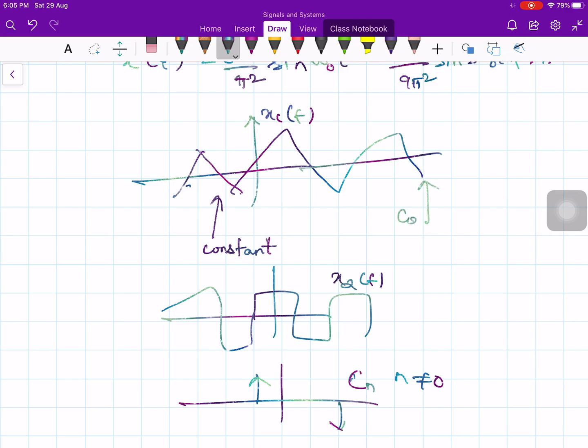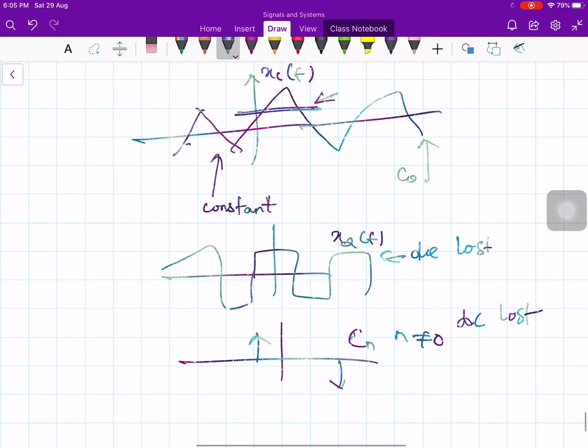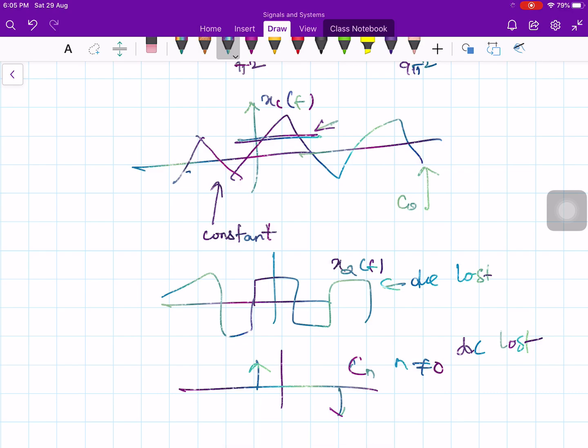Suppose if you have any constant term here, that constant term will be lost once you take the derivative. Therefore the DC term will be lost here in this expression, and here also. The DC term in the original function has to be separately evaluated, because that information is lost when you take the derivative. So C naught in this case has to be separately evaluated.